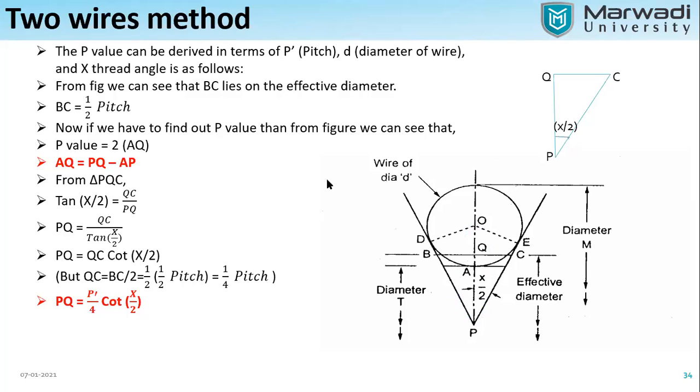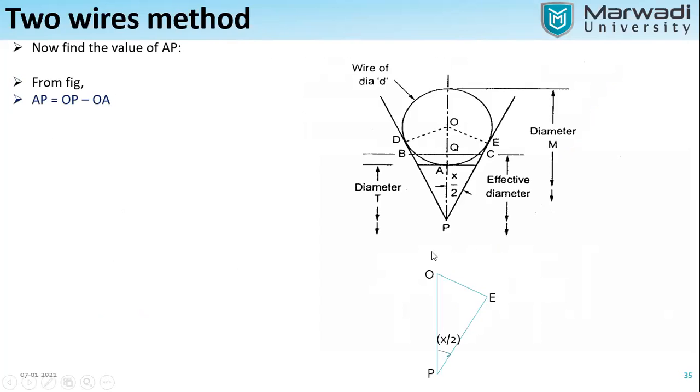Okay, so let's see what we can do. Here you can see another triangle that I have made, which is again a right angle triangle, triangle OEP. Our task is to find out the distance OP, because we know OA. When we subtract OA from OP, we get the answer of AP, which is a very simple thing, right?